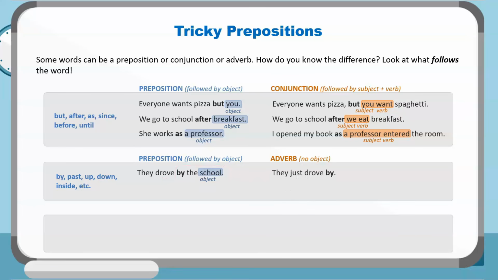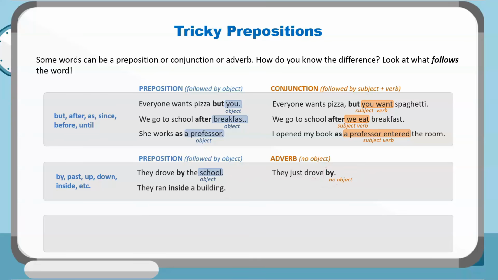Here's another example. They just drove by. Here, by is an adverb. How do we know that? Because it's not followed by an object. Again, by does describe the verb drove. It tells where they drove, but because there's no object, we know it's an adverb and not a preposition.